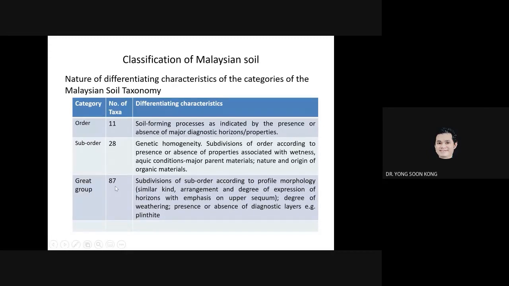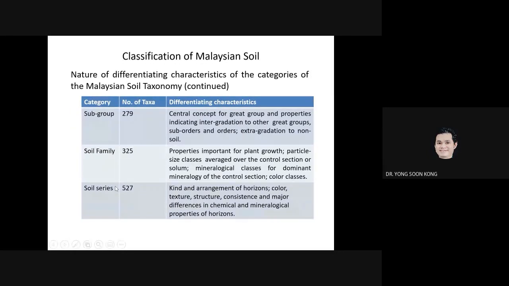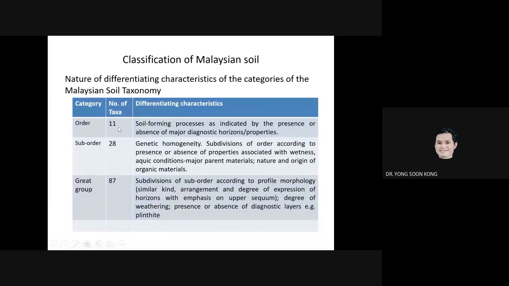Suborder 28, grade group 87, and then the numbers keep on adding up. Subgroup 279, soil family 325, and soil series so far 527. You cannot memorize 500 names, and I understand, because I also don't memorize these 500 names. So relax. If you want to memorize, only these 11. So once again, what differentiates them? Soil forming process and also their characteristics, the diagnostic horizons and properties, so the general characteristics of soil.